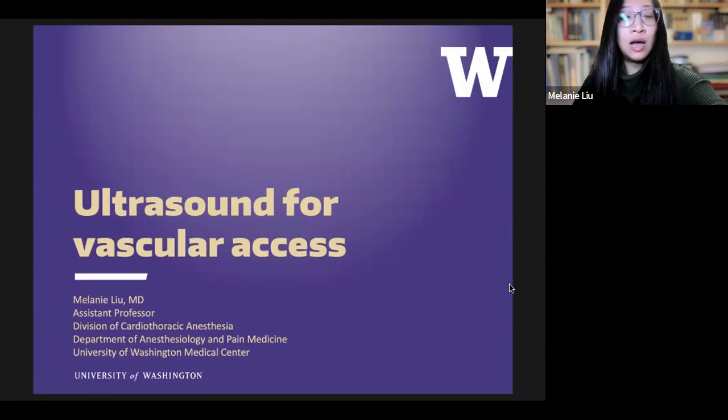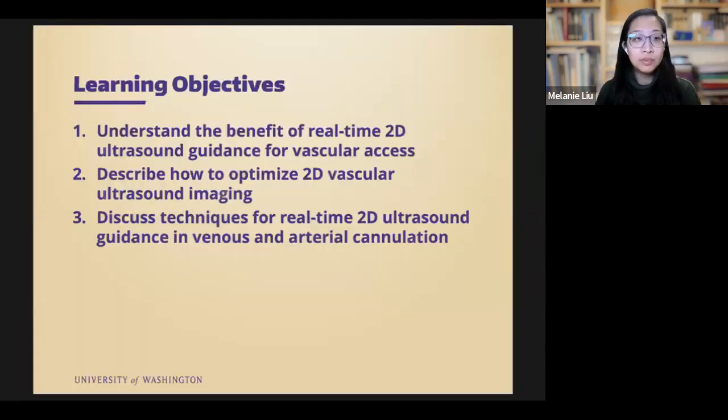Okay, so I am going to be talking about ultrasound for vascular access today. First, I just wanted to go over my learning objectives. Today we are going to talk about the benefit of using real-time 2D ultrasound guidance for vascular access. We're going to describe how to optimize your 2D vascular ultrasound imaging, and we're going to discuss some techniques for real-time 2D ultrasound guidance in venous and arterial cannulation.